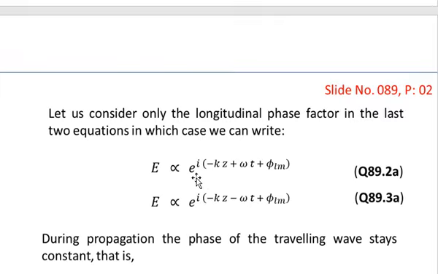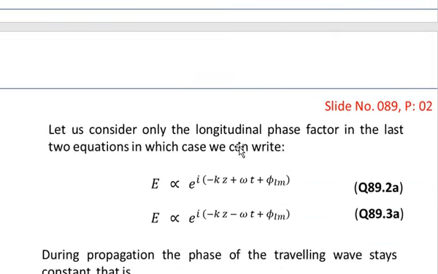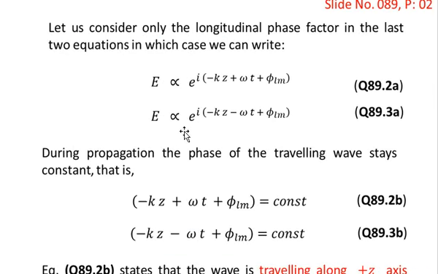That is, E is proportional to e to the power iota minus kz plus omega t plus phi Lm, as in equation number 2a. And according to the third equation, I am writing E is proportional to e to the power iota minus kz minus omega t plus phi Lm.